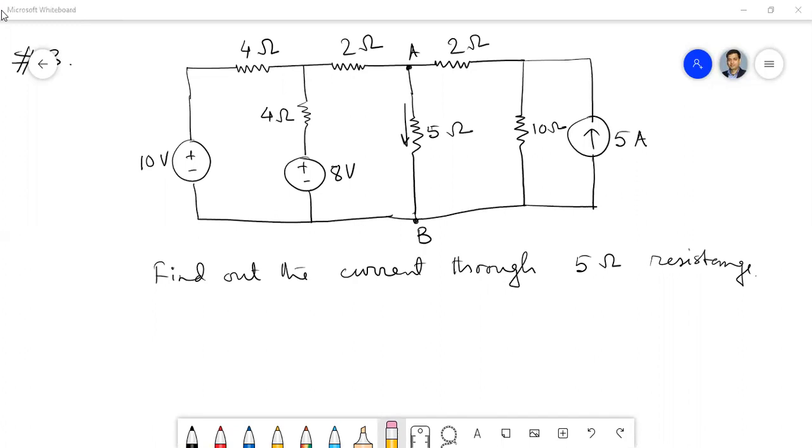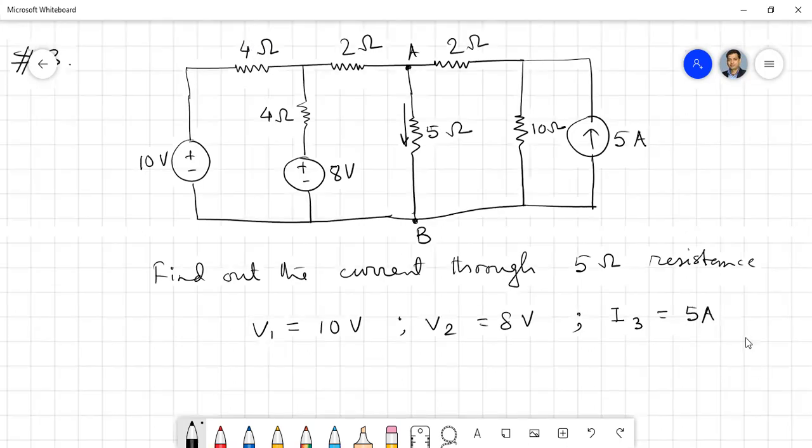Okay, so have you seen how many sources are there? Then you can find out. There are three sources: two voltage sources, one current source. Okay, so let us write like this. V1 is 10 volt, V2 is 8 volt, and I3 is 5 amps.